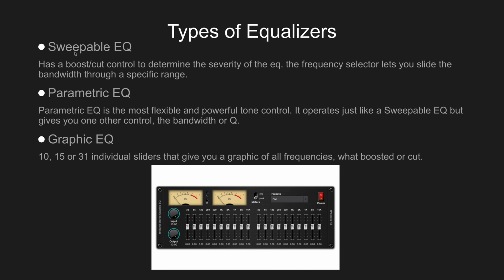And then you have your graphic EQ. This one has individual sliders that give you a graphic of all frequencies, showing what is boosted or cut. So this is a graphic EQ here. You can see you can boost at 16K, cut at 8K, whatever.